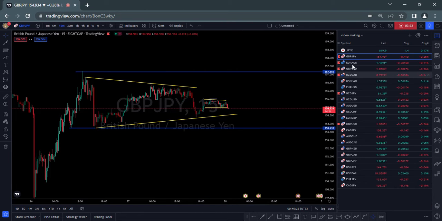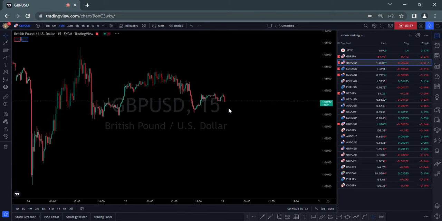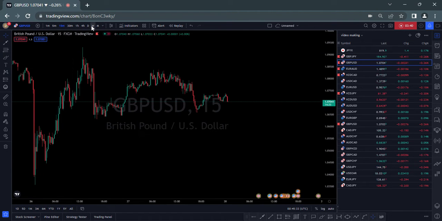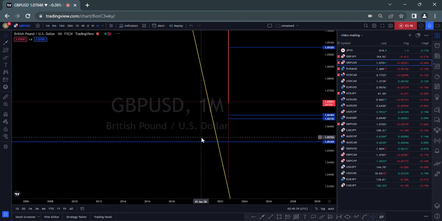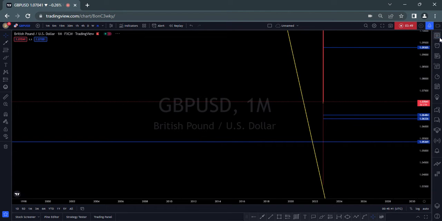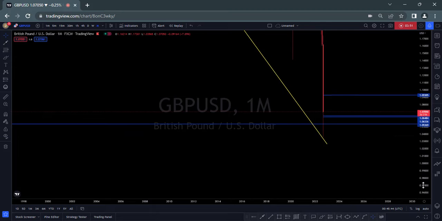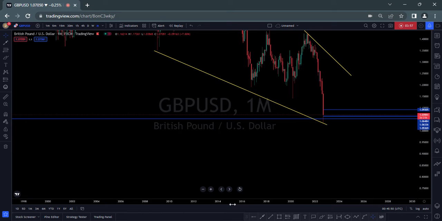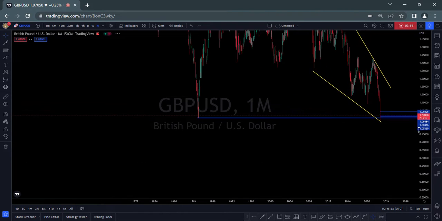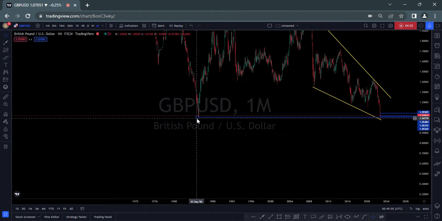So let's check GBPUSD. Let's go to the monthly. I quickly want to show something on the monthly. GBPUSD actually reached the lowest low ever formed on GBPUSD. It touched the lowest low, and that was in February 1985 or so.